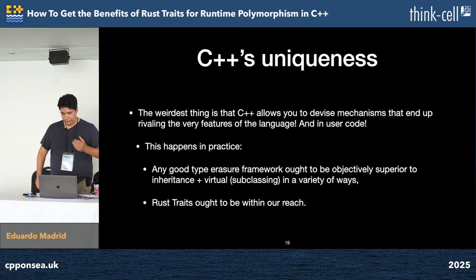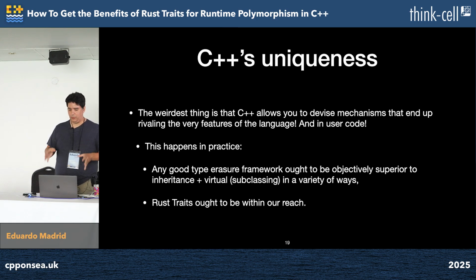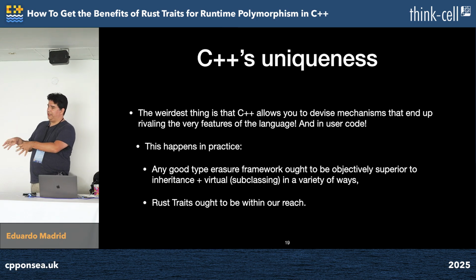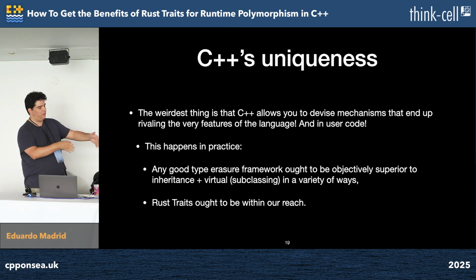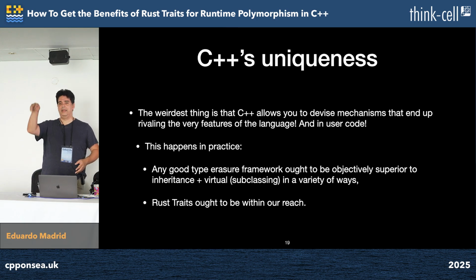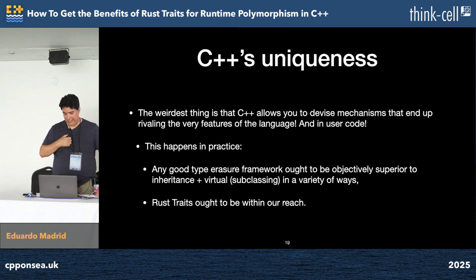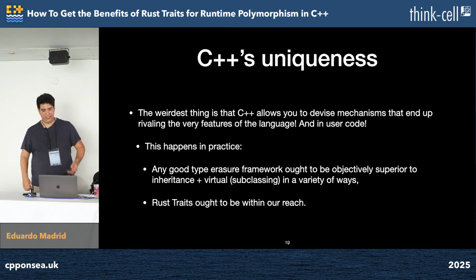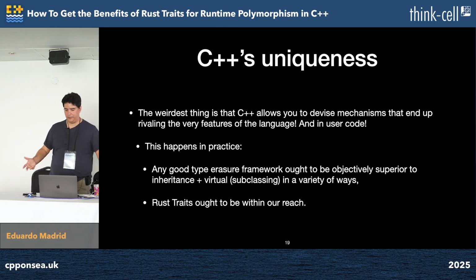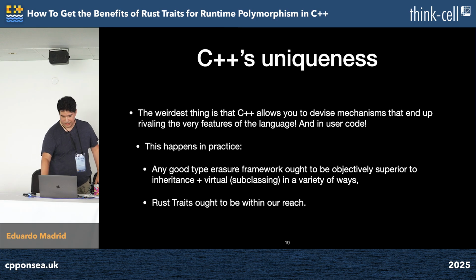Well, one thing that I'm going to bring now is that C++ is quite unique because it has this weird property that you can use some features to beat in performance and practicality and ease of work some other features of the language, okay? And this thing happens without having to apply any magical stuff. It is just user code. And this does happen in practice. There are multiple examples of this. And in particular, any good type erasure framework ought to be objectively superior to inheritance and virtual. And I will tell you why when the time arrives in this presentation.